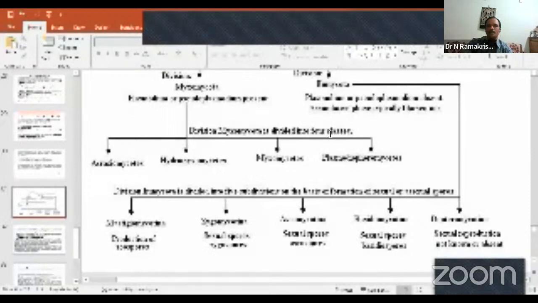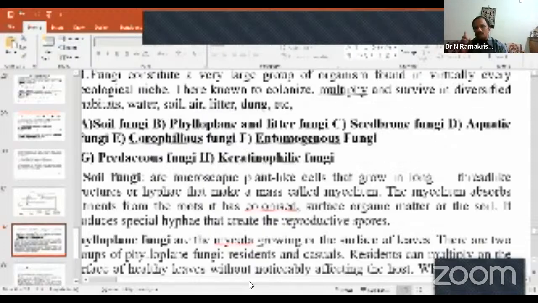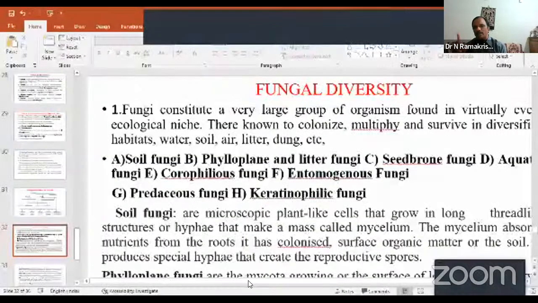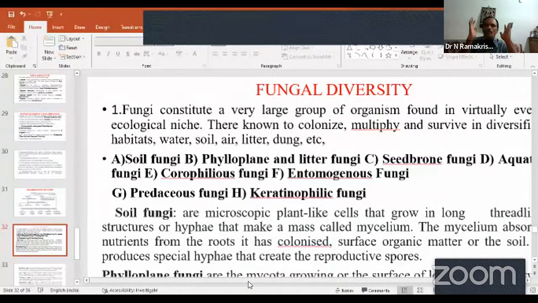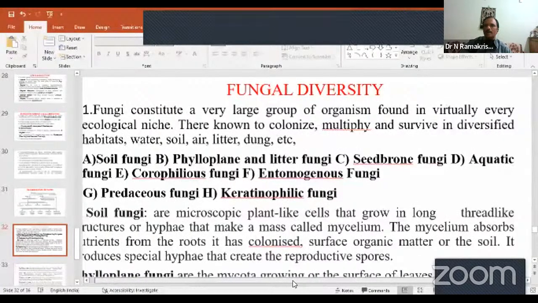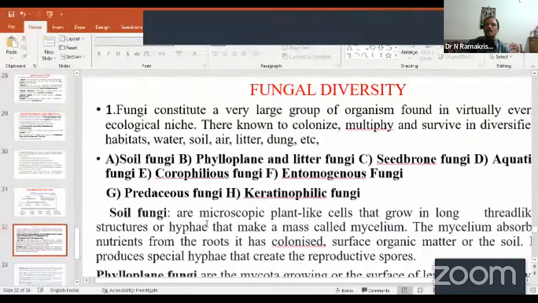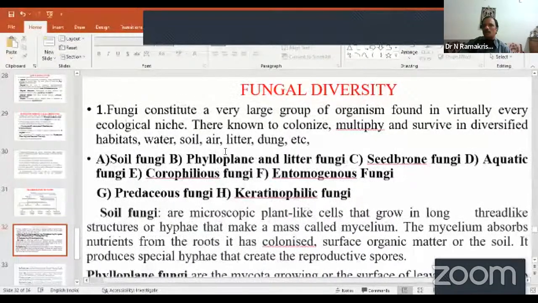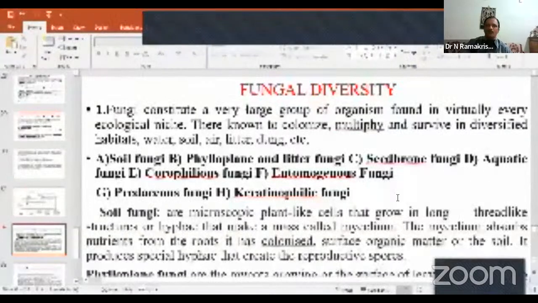Next, diversity. Fungi show cosmopolitan distribution, all over the world, from 0 degrees centigrade to above 50 degrees centigrade. In all areas, fungi constitute a very large group of organisms found in every ecological niche. They colonize, multiply and survive in diversified habitats: water, soil, air, litter, dung, and so on. In all the places. So here, the types are soil fungi, phylloplane fungi or litter fungi, seed-borne fungi, aquatic fungi, coprophilous fungi, entomogenous fungi, predaceous fungi, and keratinophilic fungi.